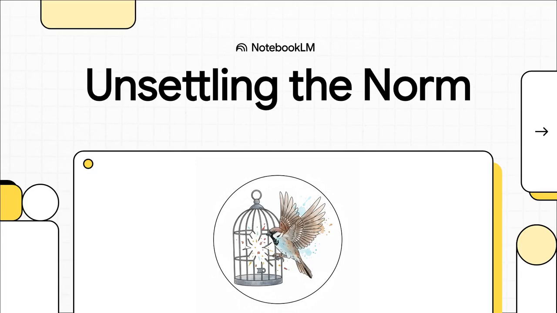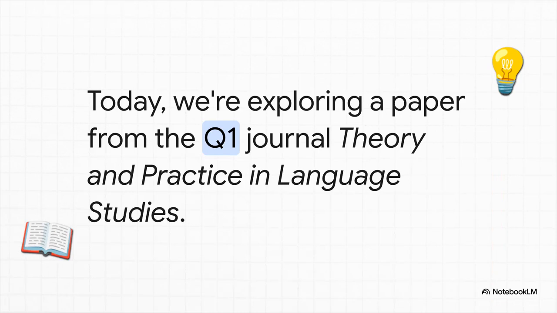Today, we're diving into a really fascinating piece of literary analysis, one that truly challenges how we think about disability, identity, and the incredible power of storytelling. The paper we're looking at today is called Unsettling the Norm, a posthumanist reading of sameness and differences in Kathryn Erskine's Mockingbird. And right off the bat, you know this is a big deal because it's published in the high-impact Q1 ranked journal, Theory and Practice in Language Studies. That tells us it's a really significant contribution to the field.